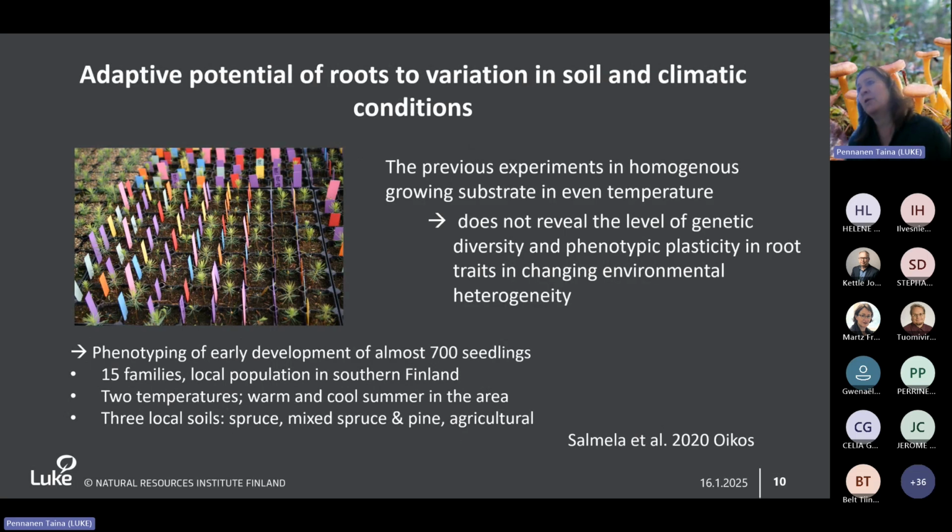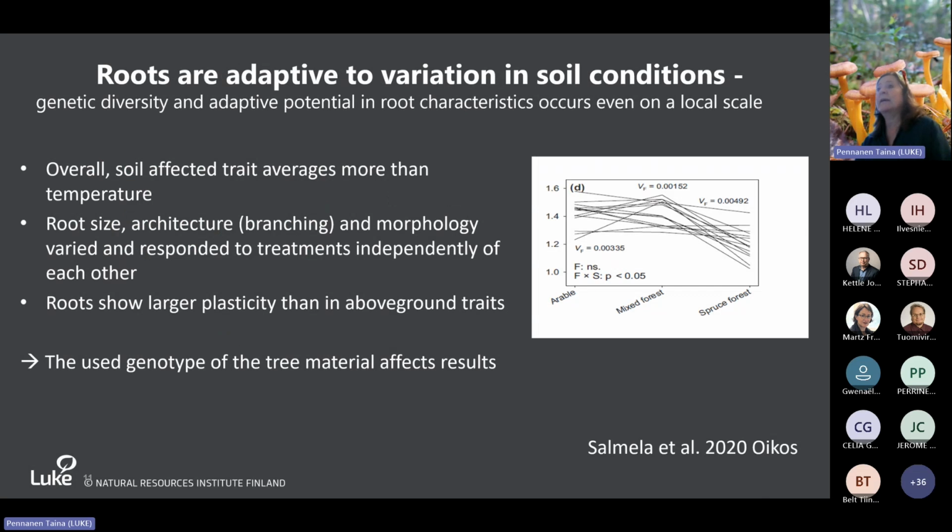But because these experiments were all done in a homogeneous growing substrate and at even temperature in a greenhouse, we wanted to see whether the picture is the same, or whether it gets blurred if we change the environment. In this experiment we didn't have fast and slow, but 15 families, a whole local population of spruce in southern Finland, and almost 700 seedlings. We put them into two different temperatures, warm and cool summer, and used three local soils: spruce soil, mixed spruce and pine soil, and agricultural soil. We phenotyped the whole seedlings from roots to stem.